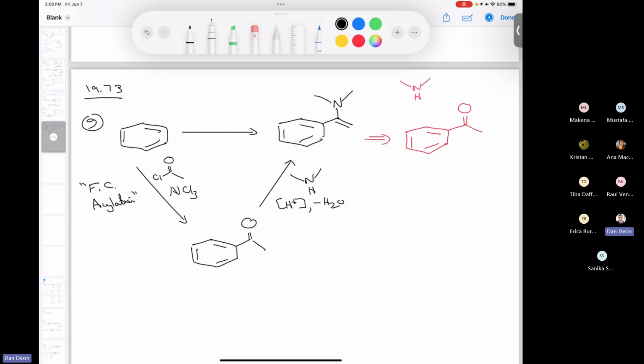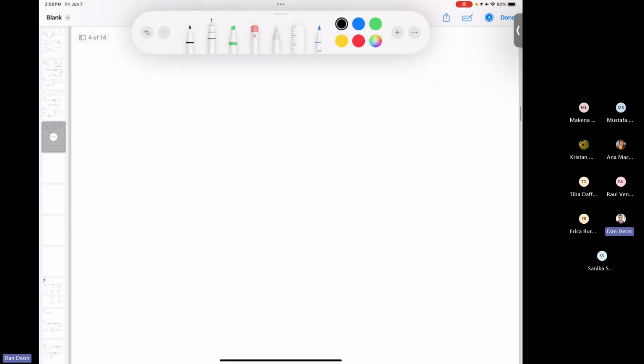All right, one more, and then we'll wrap it up for chapter 19. But this is 19.73 H. Okay, this one's kind of funny. I mean that in a good way. So this one, we have 1, 2, 3. Okay, and then we're taking that interesting looking compound, and then we're making another interesting looking compound.